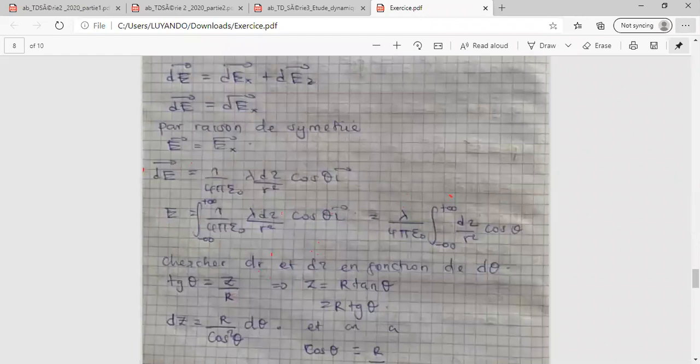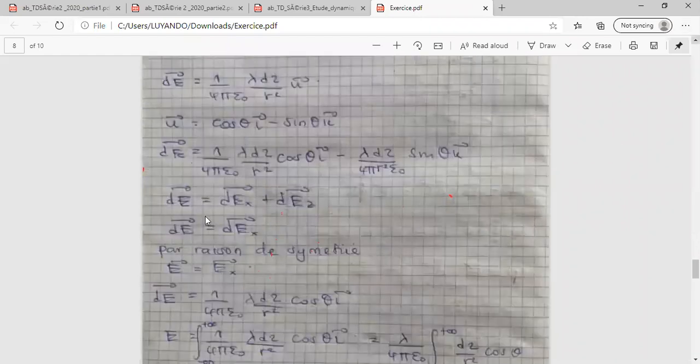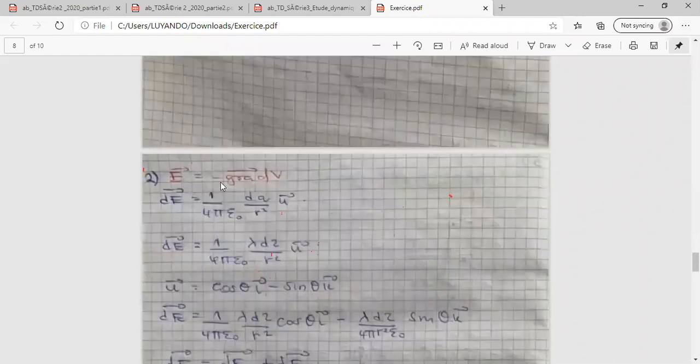Yeah, we've been told to calculate the field E. So we still have our expression: E is equal to negative grad of V. We've been told to calculate the field from that expression that we have been given.